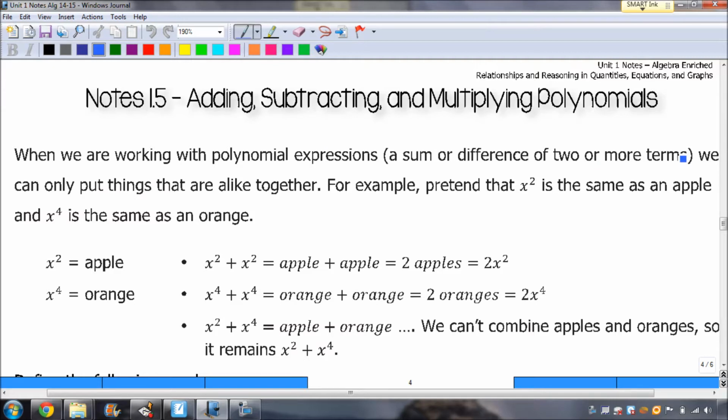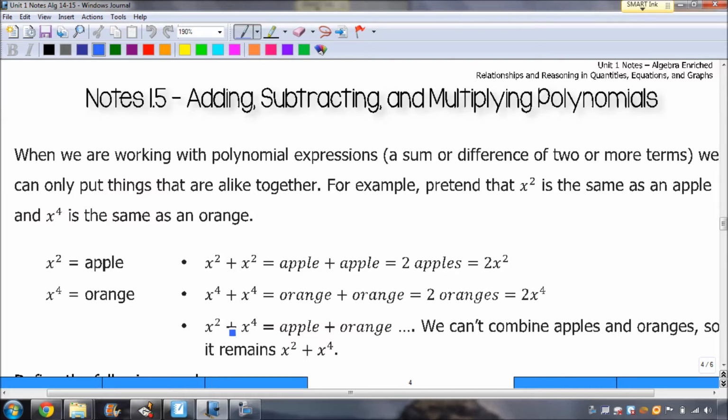We can only put things that are alike together. So for example, pretend that x squared is the same as an apple and x to the fourth is the same as an orange, okay? So I can say that x squared plus x squared means I have an apple and an apple, which is two apples. So I can say that it's 2x squared, okay? And if I have x to the fourth plus x to the fourth, that's an orange and an orange, so I've really got two oranges, so this is 2x to the fourth power.